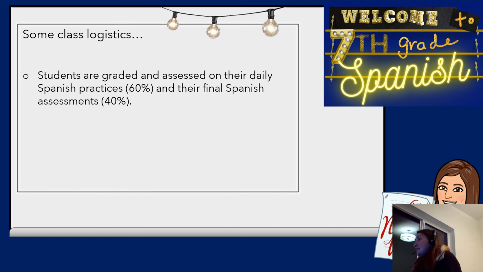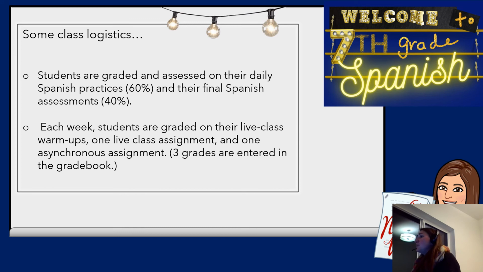Students are graded and assessed on their daily Spanish practices and their final Spanish assessments. Those are 60% and 40% of their grade. And each week, students are graded on their live class warm-ups, one live class assignment, and one asynchronous assignment. 3 grades are entered in the grade book per week.